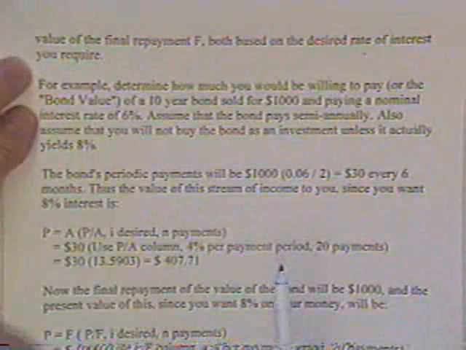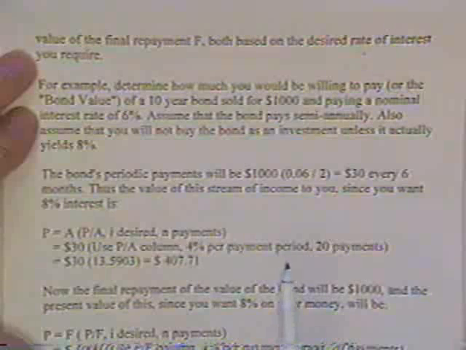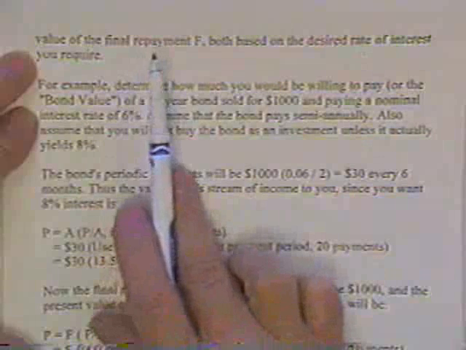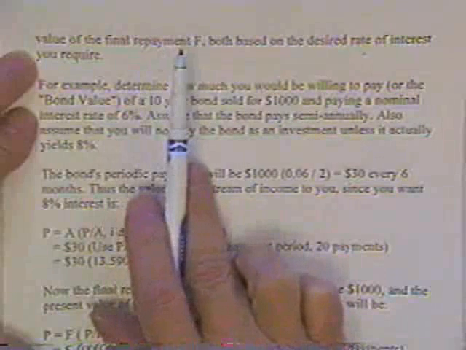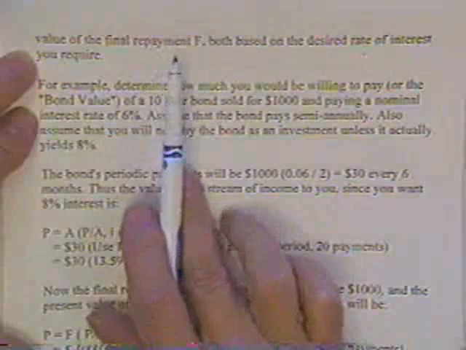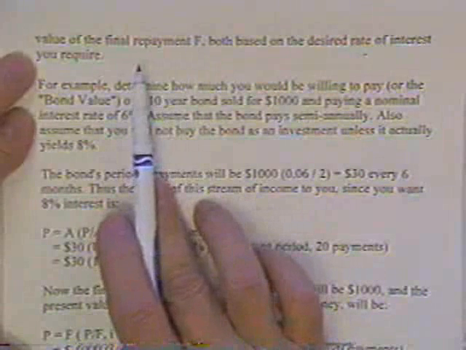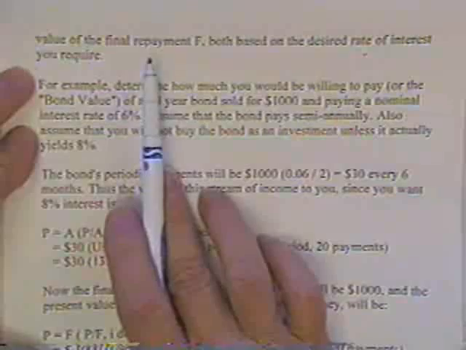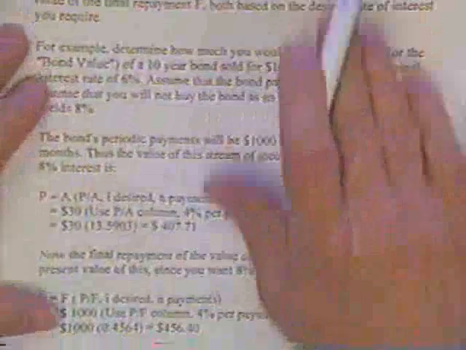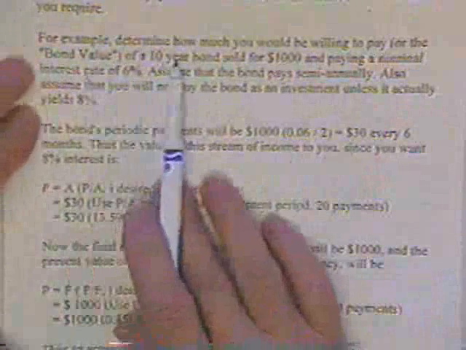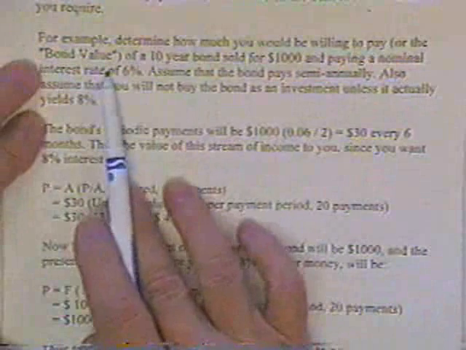For instance, if I can make 20% interest somewhere else, and this bond pays 5% interest, then the value of the bond to me would be less. The value of the bond depends on the rate of interest that I will require before I'll even purchase it. So, if they ask you for a value of a bond, here'd be an example. What is the bond's value to you?